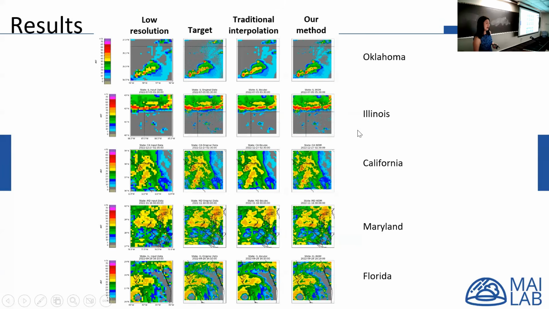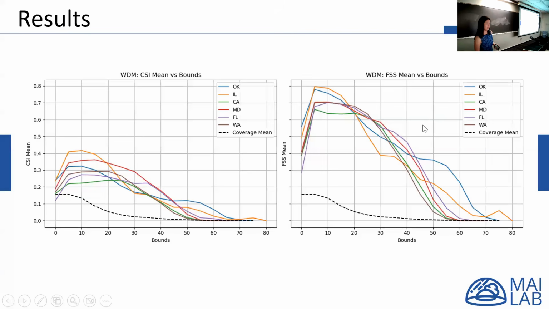Oklahoma, Illinois, California, Maryland, Florida. This is our method and this is the target. Here I can assure you it works. So this model was trained in Oklahoma and it can be transferred to other states.